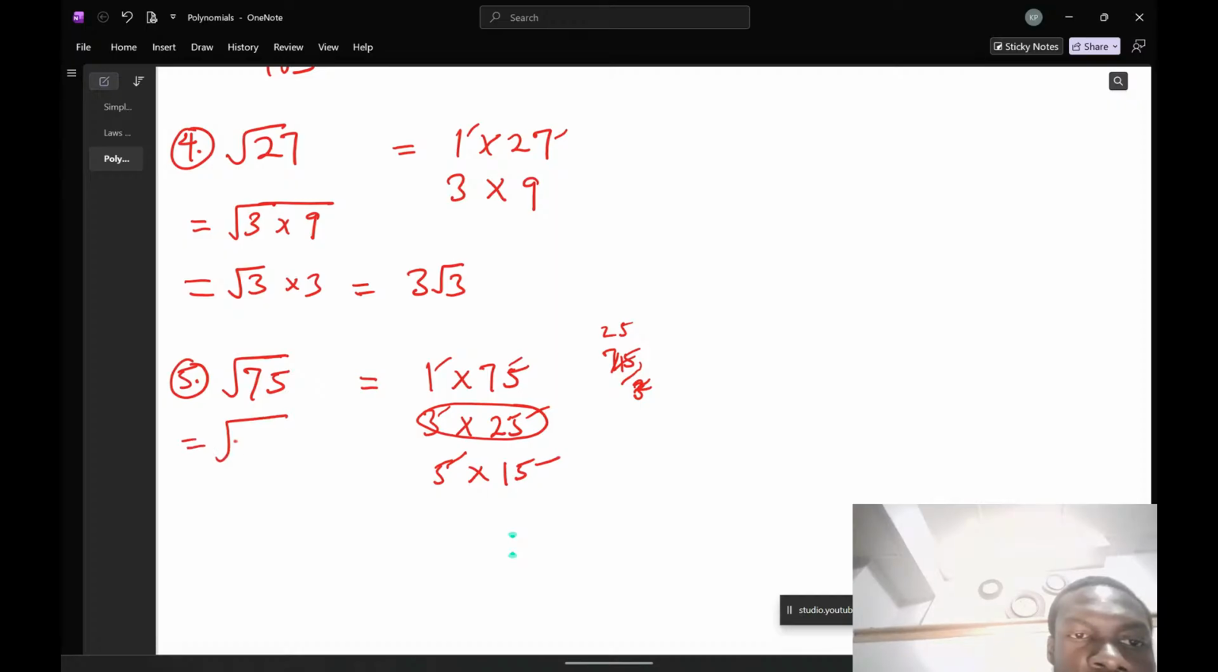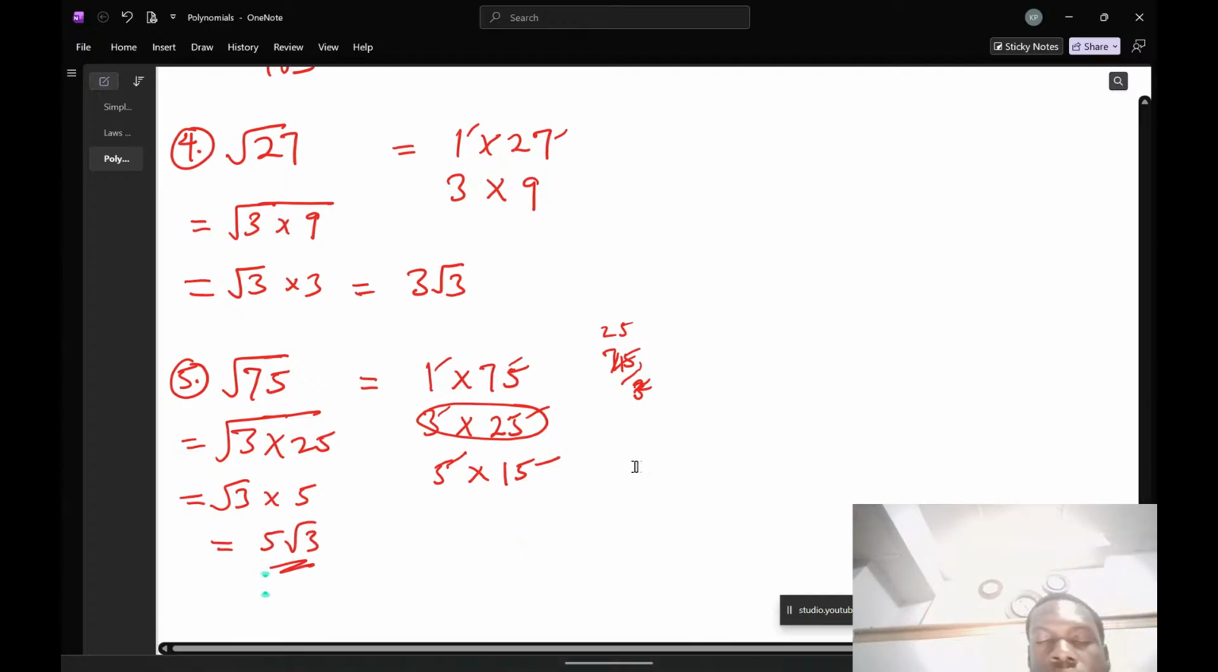So that will be the square root of 3 times 25. Okay. So that will be square root of 3. Now the square root of 25 is 5. So in this case, we'll write it as 5 root 3. Okay, 5 root 3.